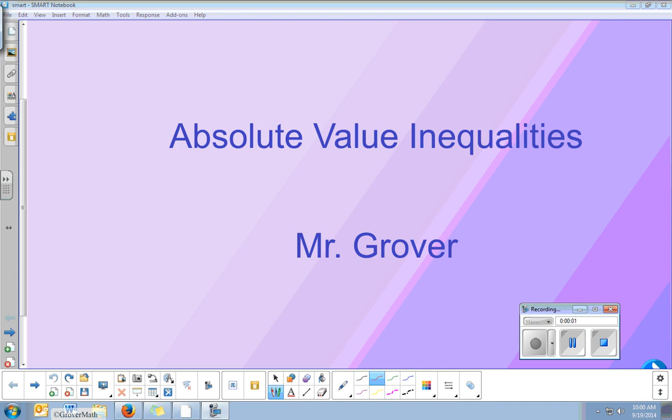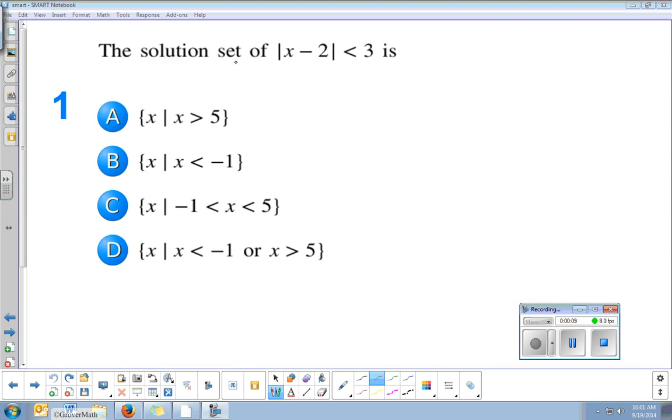Algebra 2 trigonometry, absolute value inequalities. The previous video was the equations. This is the inequalities. The solution set of the absolute value of x minus 2 is less than 3.